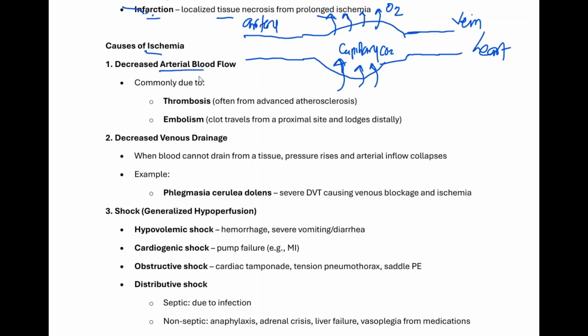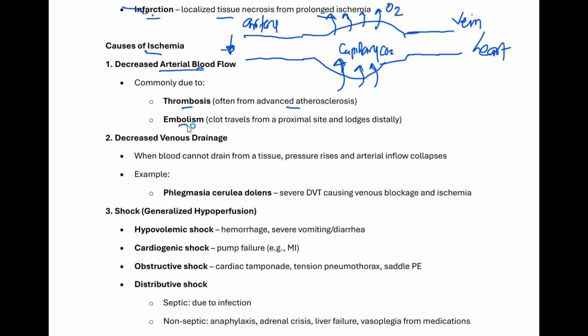So if there's decreased arterial blood flow, if there's not enough blood flow through the arterial side, this could be due to thrombosis. Thrombosis is when you have formation of blood clots at a particular site, and that blood clot leads to occlusion of the blood vessel. And this could also happen in the setting of advanced atherosclerosis, as we're going to see later, whereby you form atheroma, and that atheroma blocks the blood vessel.